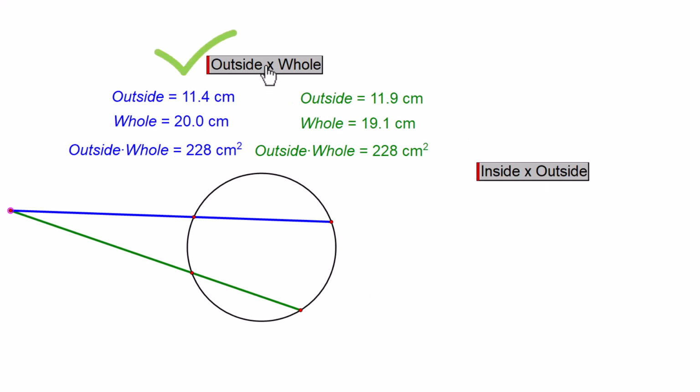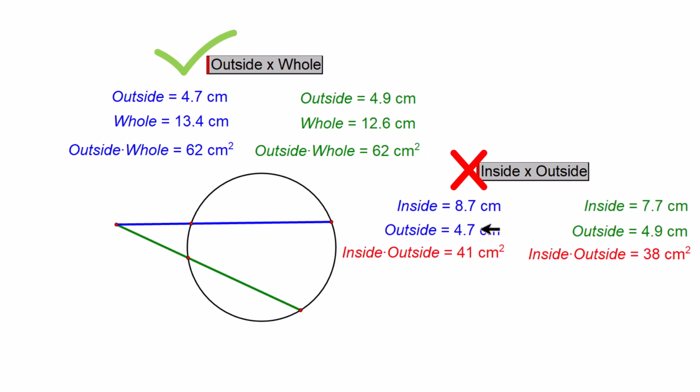This is the theorem that doesn't, but it's the one that your brain is going to want to do, and that is inside times outside. This piece times this piece. This piece times this piece. There's another theorem somewhere down the road here where that is the case, but not when this point is on the outside right here. Let's look at the numbers.